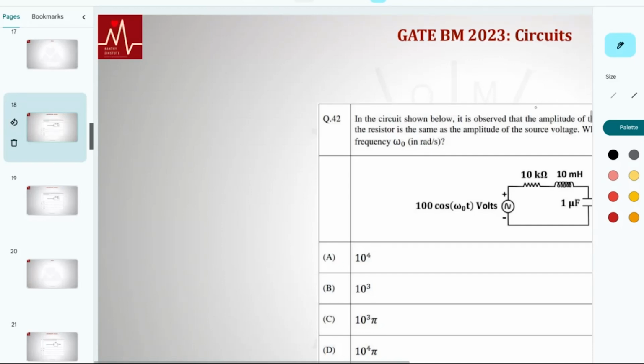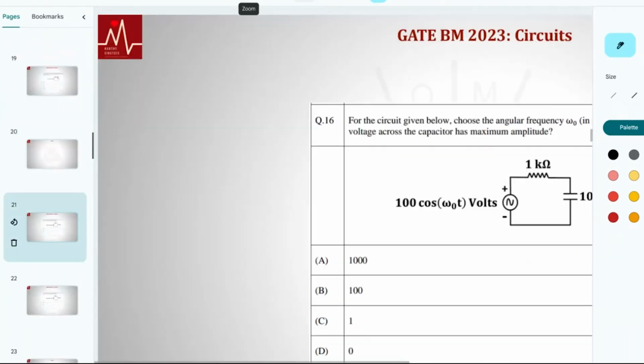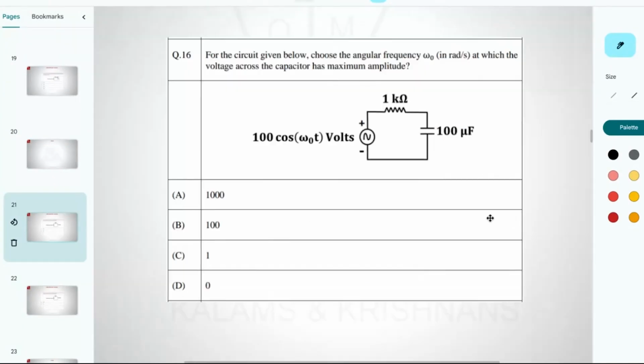Fine. First case scenario, what can I guess? Magic frequency, guess the magic frequency, you can get the correct answer. Okay, let's look at this question. For the circuit given below, choose an angular frequency omega naught at which the voltage across the capacitor has maximum amplitude. There is a resistor, there is a capacitor and all that.